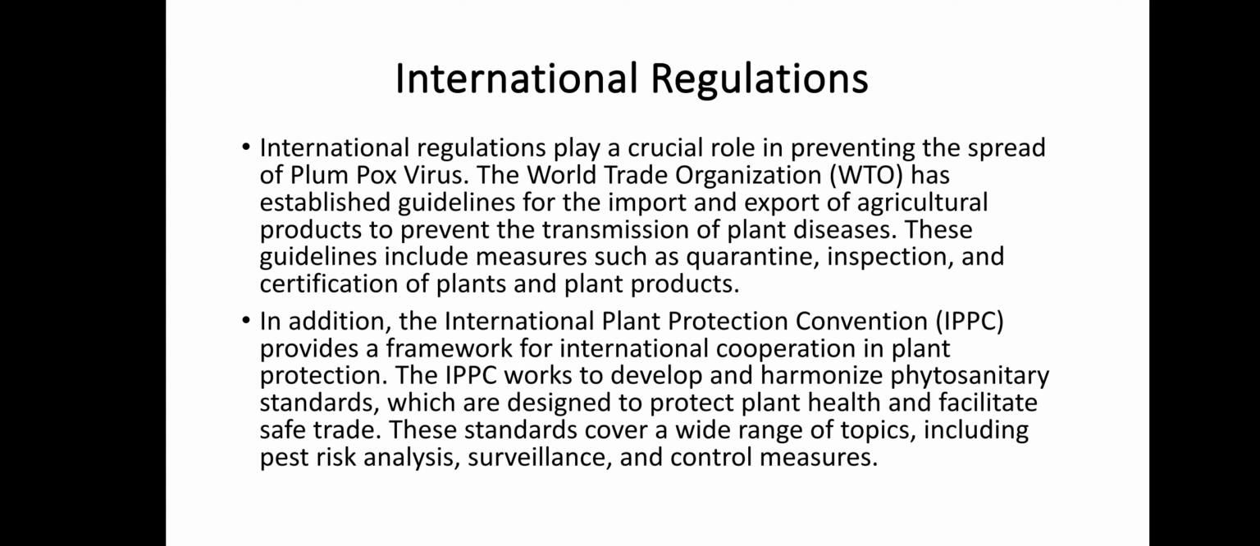International regulation plays a crucial role in preventing the spread of the plum pox virus. The World Trade Organization has established guidelines for the import and export of agriculture products to prevent the transmission of plant diseases. These guidelines include measures such as quality inspection and certification of plants and plant products. In addition, the International Plant Protection Convention provides a framework for international cooperation in plant protection.